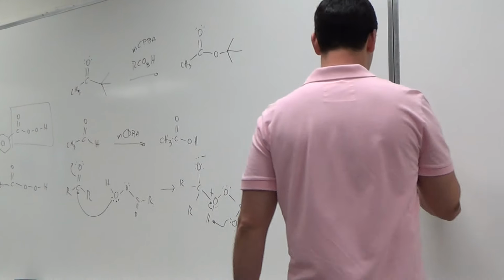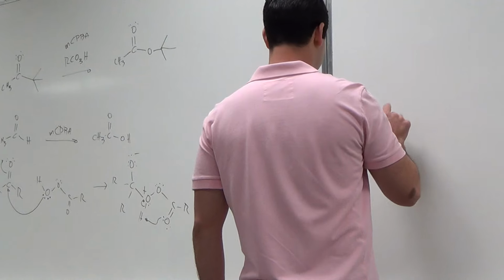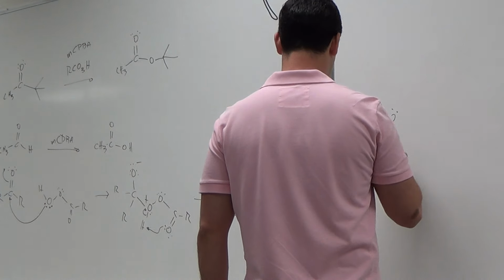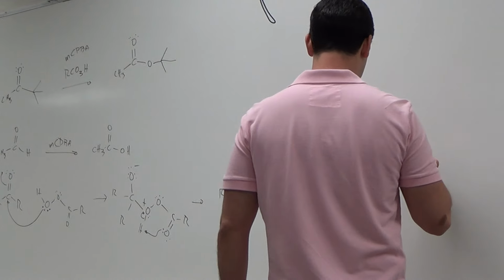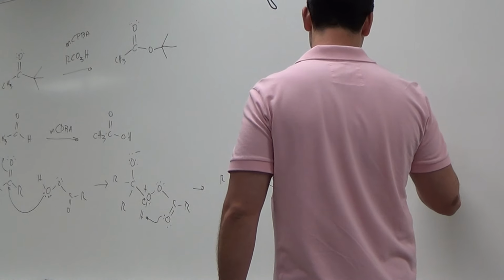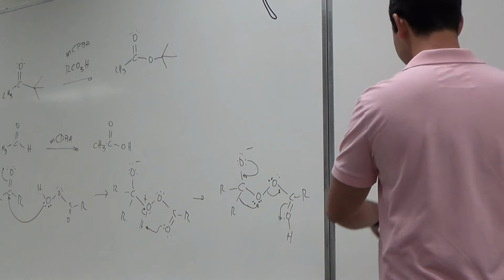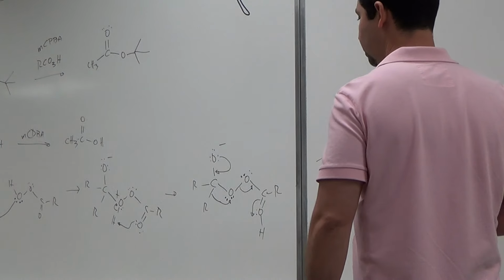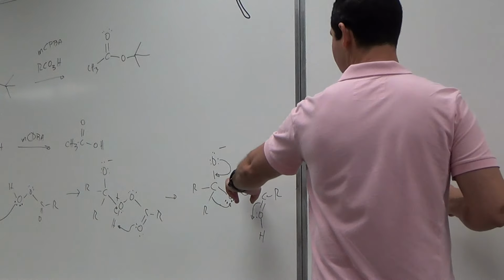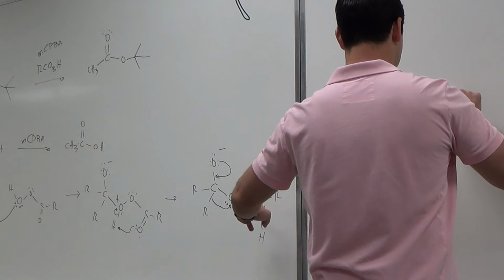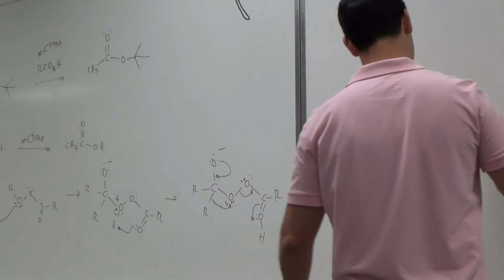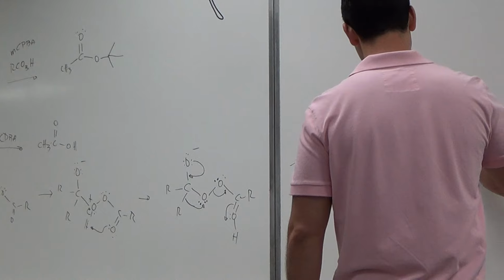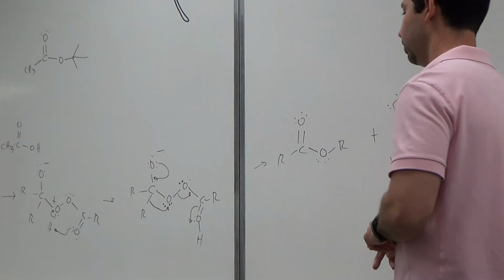So what you get is R, the oxygen with the R, plus what? A carbonyl here. Let's write it in the same area: carbon with the R and the OH.